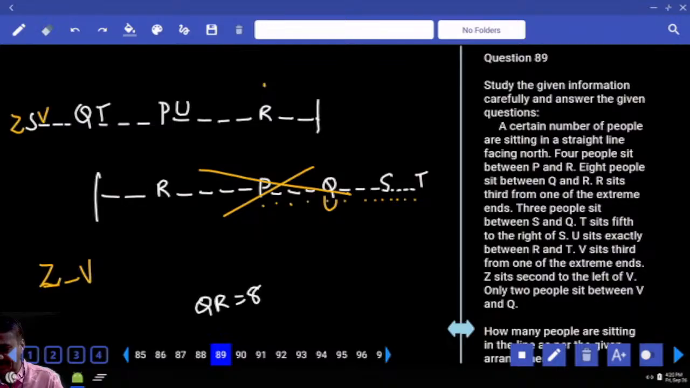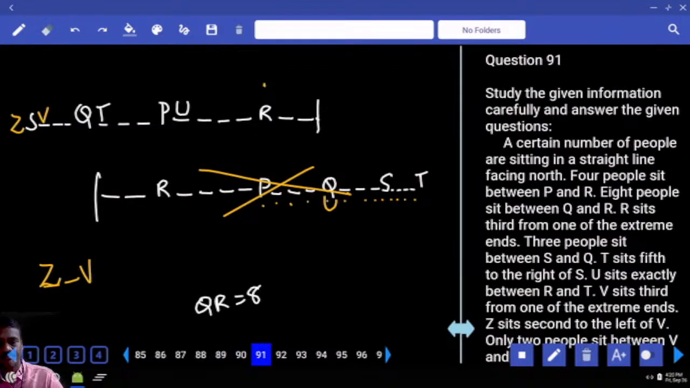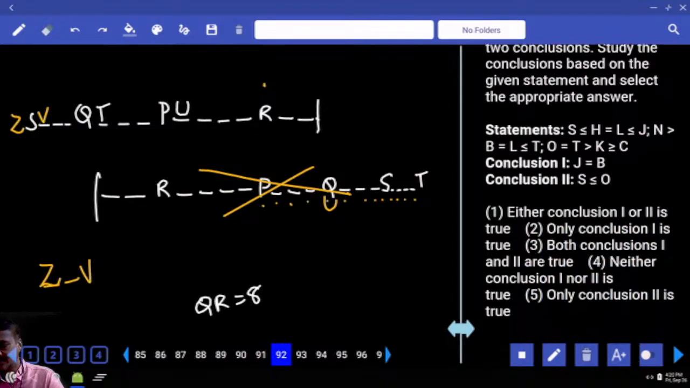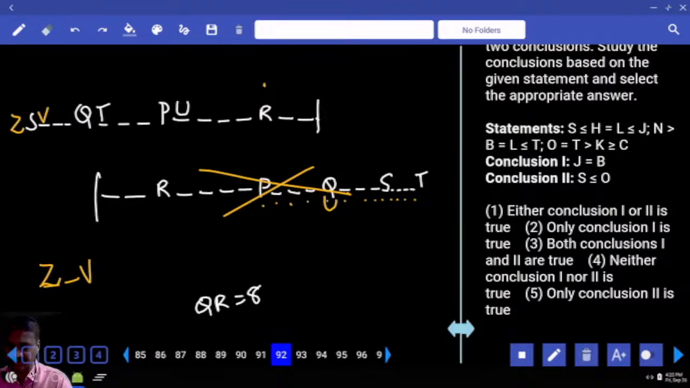Now this is from 89 to 91. Then 92. 92 onwards, first or second priority? Definitely first priority: inequalities. 92, the relation between J and B. Now J is here. J to B, which element is common? L. L is common. Here in between, it is not only equal to, it is lesser than or equal to.